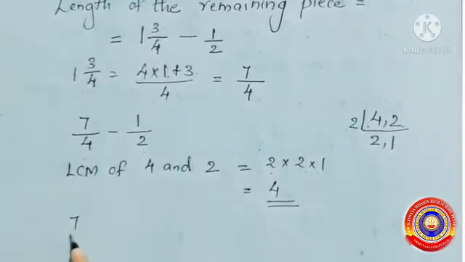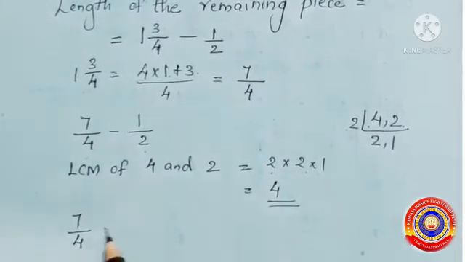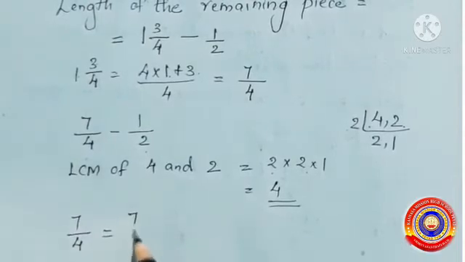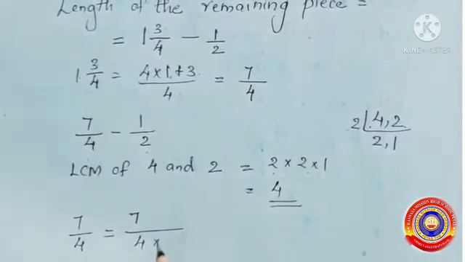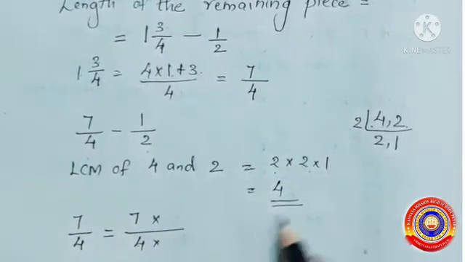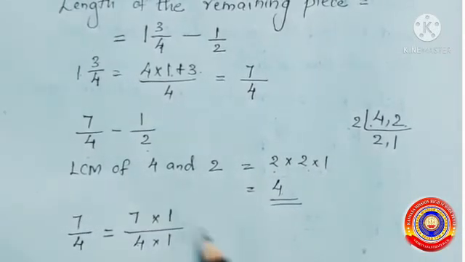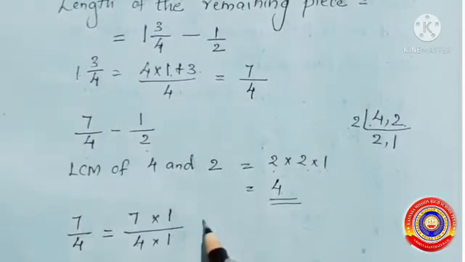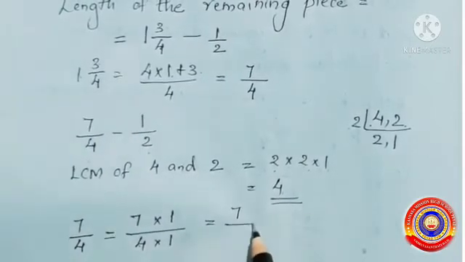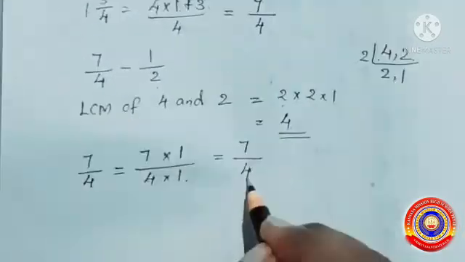Then write 7 by 4 is equal to, the denominator 4 multiplied by which number gives the LCM 4? 4 into 1 equals 4. Then multiply 1 with the numerator also. 7 into 1 equals 7 and 4 into 1 equals 4.